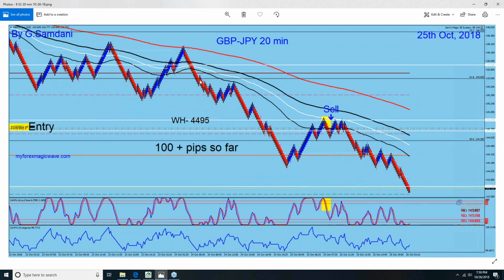This was a short, right? And then it retraced back here on the 25th, and I found another short setup here. And look in front of you, this is 100 pips more. It went down even further. So this is 150, this is 100, and the first one is also, let's say, almost 100, right?